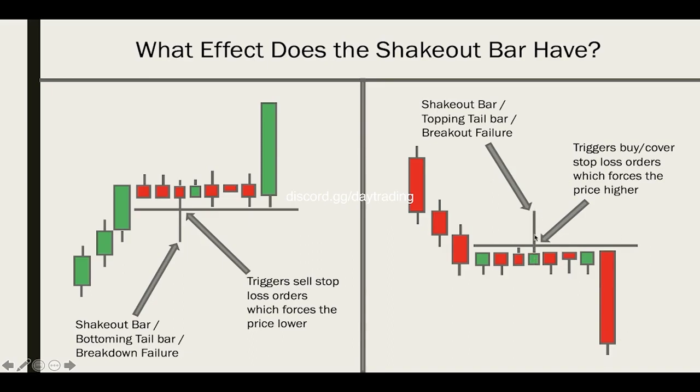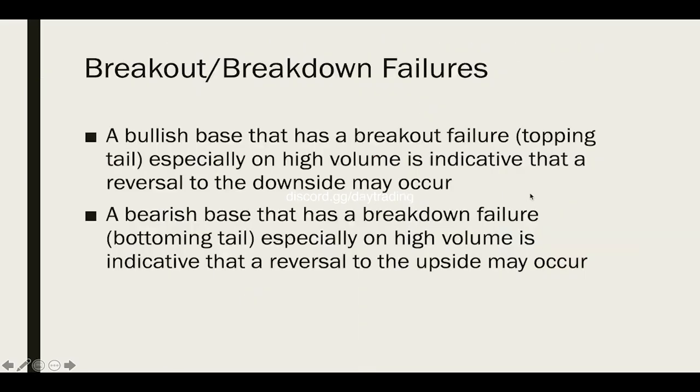And you can also call this kind of a breakout failure. You can call this a breakdown failure. It's a topping tail as well. So this is why it's so important for you guys to understand and be able to identify the different candlesticks that exist, because you'll be able to find information like this, where if you see, oh wow, we have a topping tail during a very bearish base, that's good confirmation that we're actually going to continue lower. Hopefully that makes sense.